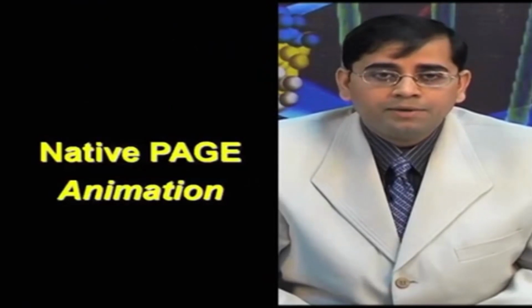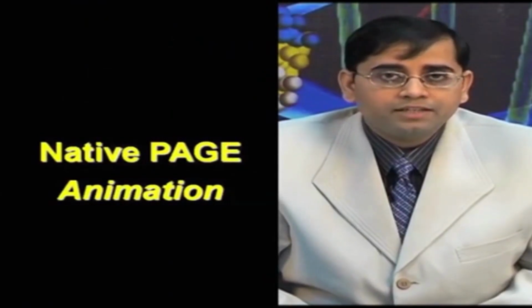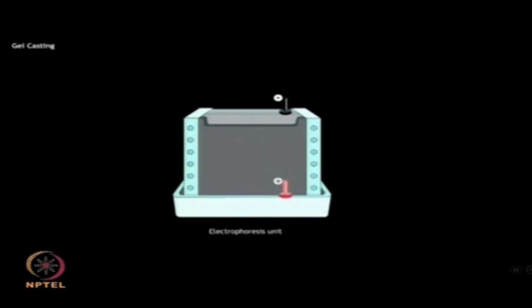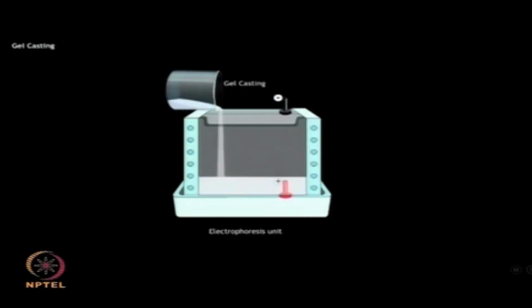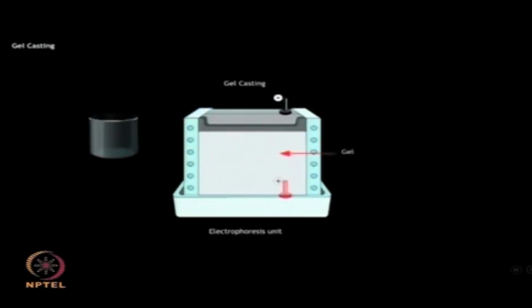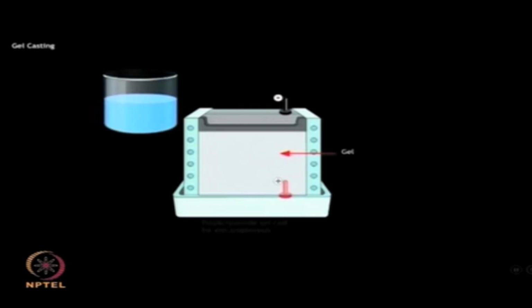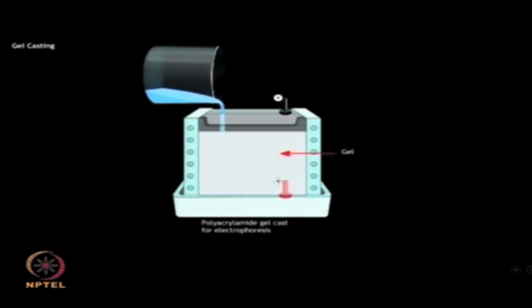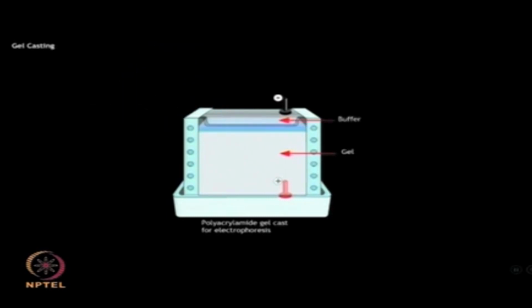I will now show you an animation of how to perform native polyacrylamide gel electrophoresis, blue native PAGE or BN-PAGE. The polyacrylamide gel is cast between glass plates as a vertical slab in the same buffer that is used for electrophoresis. The gel is prepared by free radical induced polymerization of acrylamide and bisacrylamide in a suitable buffer. Ammonium persulfate and TEMED are added to facilitate the generation of free radicals and cross-linking.